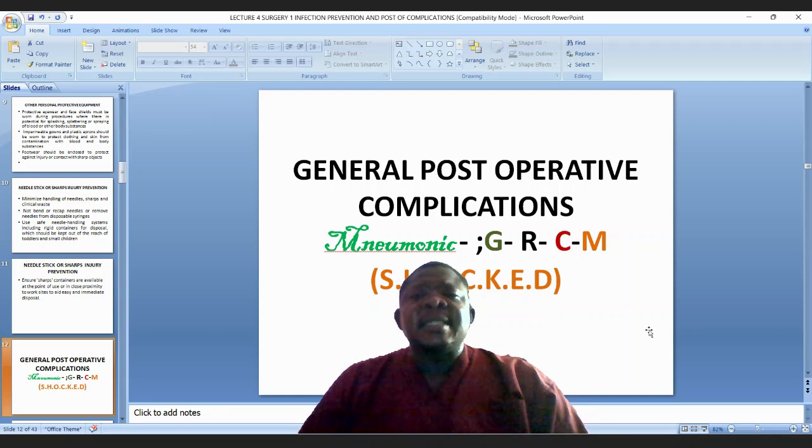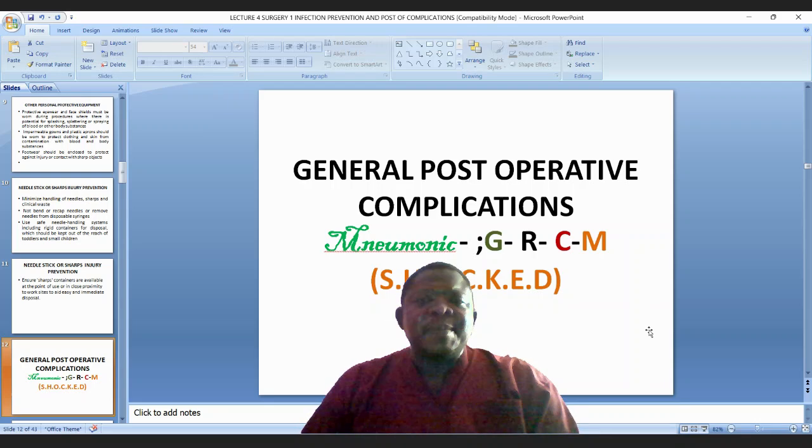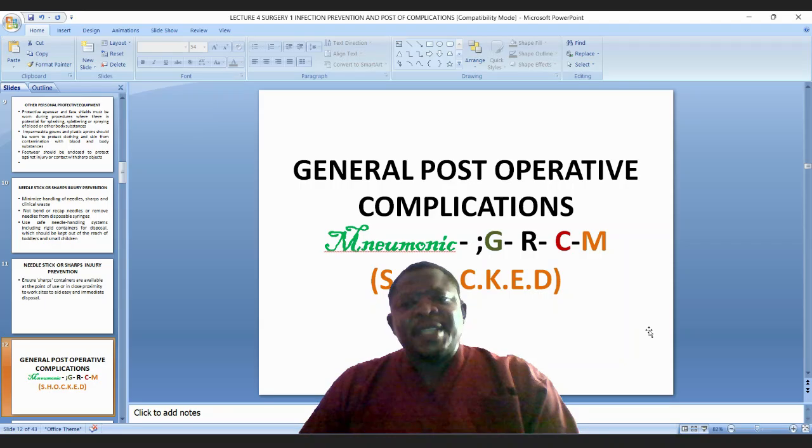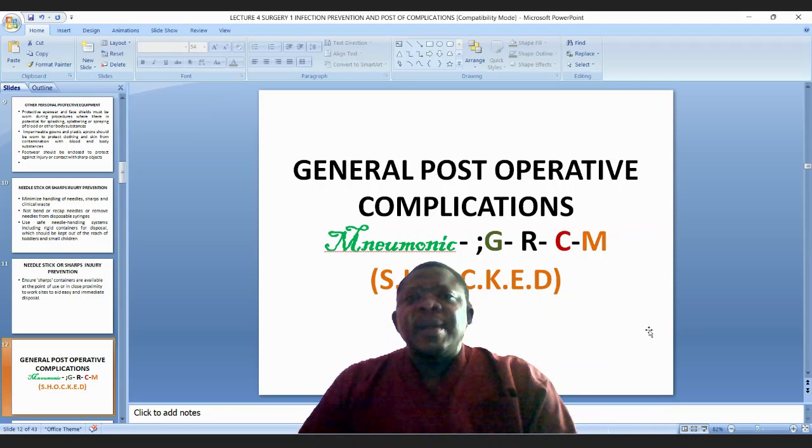That is the gastrointestinal system, where there are complications that may arise because of surgery. Respiratory system, there are complications that may arise because of surgery. Cardiac or circulatory system, there are complications that may arise. Musculoskeletal system, or integumentary system, there are some complications that may arise within this area.